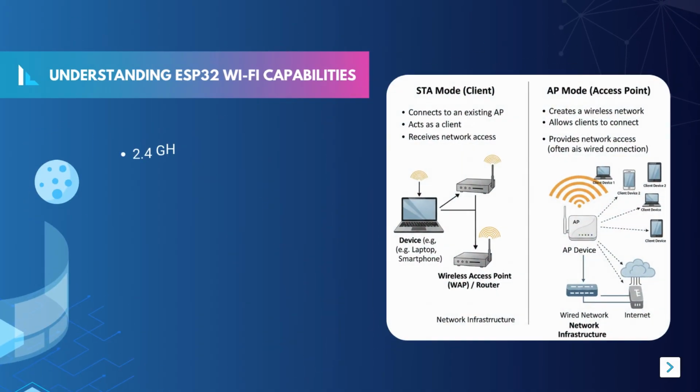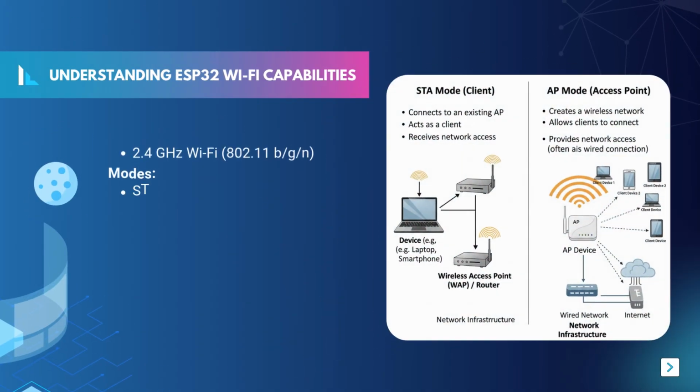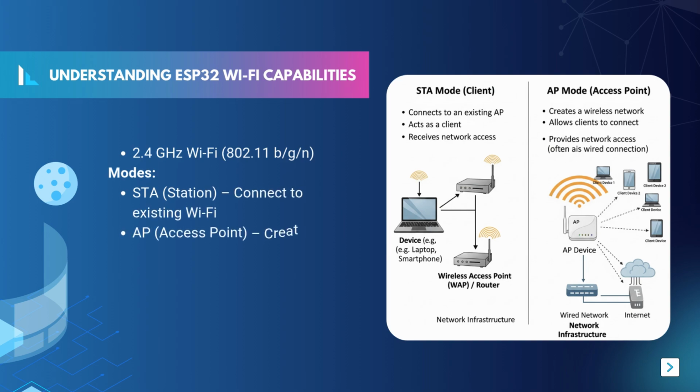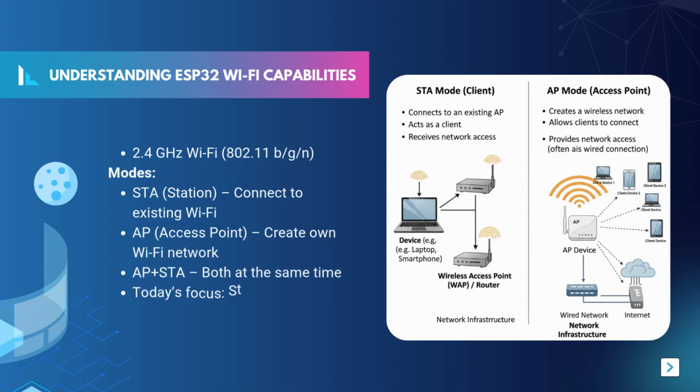The ESP32 is more than just a microcontroller, it's a complete system on chip with built-in Wi-Fi and Bluetooth. It supports 2.4 GHz Wi-Fi, compatible with 802.11b/g/n standards. This means you can use it as a station, STA, connecting to a router like your phone or laptop does. An access point, AP, creating its own Wi-Fi network for other devices to connect to. Both at the same time in AP plus STA mode.